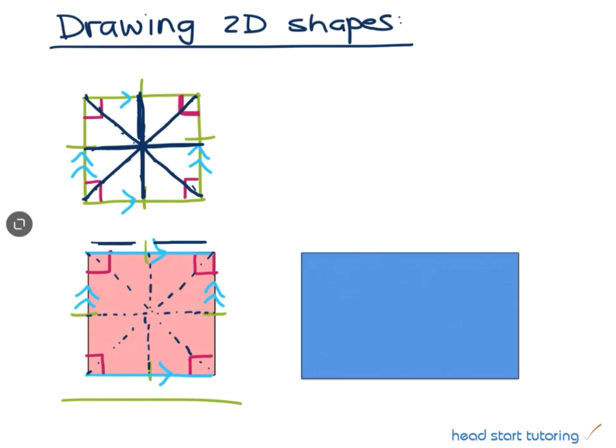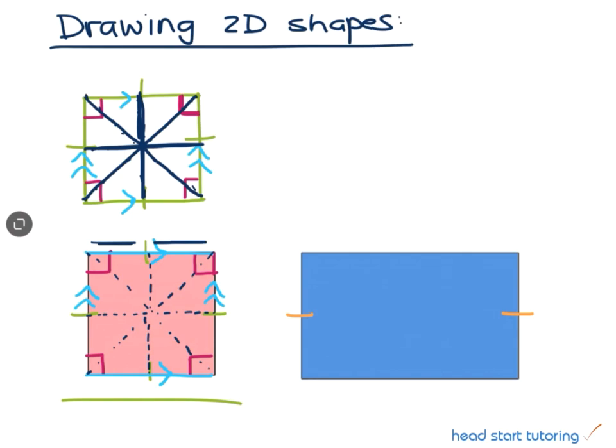Right, so there are your 4 lines of symmetry in your square. So now let's have a look at our rectangle. In the same way as with our square, we need to know what the properties of our rectangle are. So we know that opposite sides are equal. So again, we draw a line on each of those opposite sides.